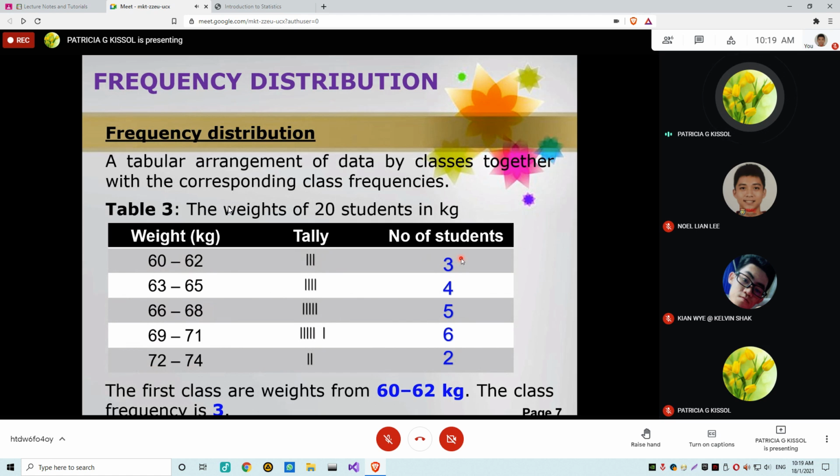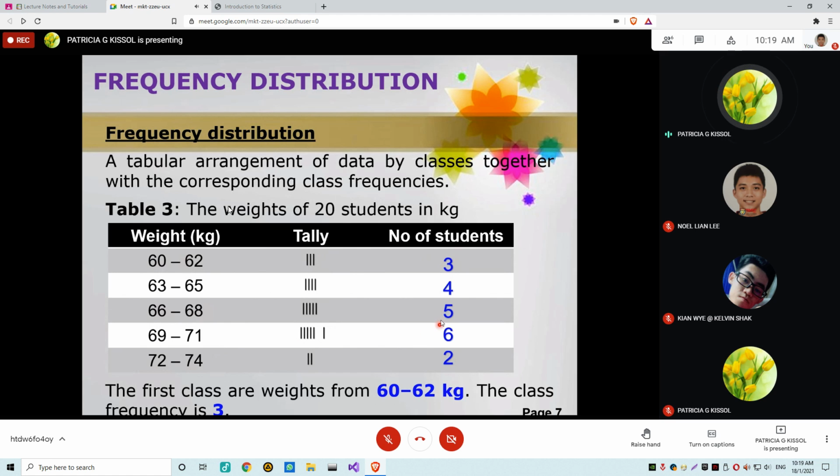So basically from here, it's easier to see now. Once we have constructed what we call a frequency distribution, it's clear to us that the weight from 69 to 71, you can see here, 69 to 71, is the highest. There are 6 students under this category.